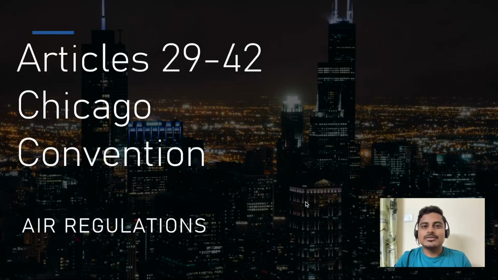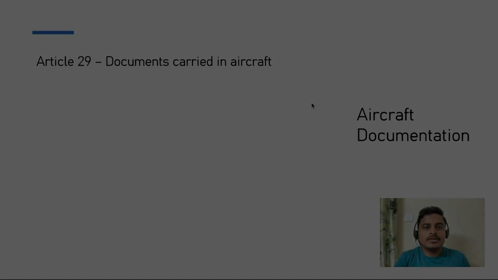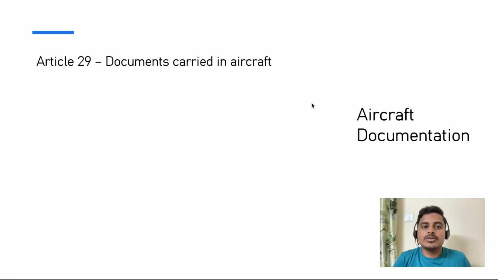In this video, we will look into Articles 29 to 42 of the Chicago Convention, which is a very essential part of air regulations for every pilot. Let's dive in and get started. Article 29 talks about the documents carried in an aircraft.